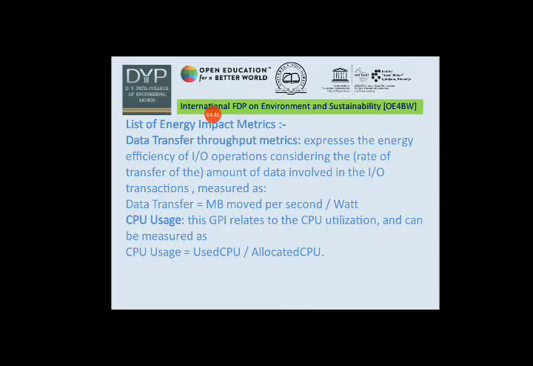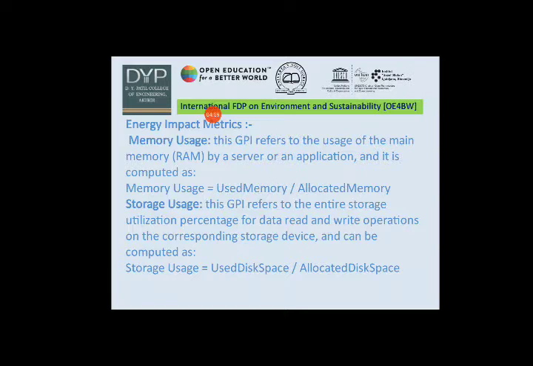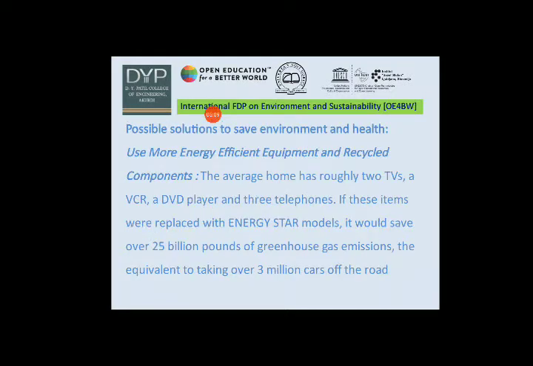These are the list of energy impact metrics where we put calculations. Some formulas are introduced, for calculating data transfer throughput metrics, meaning data transfer in MB moved per second per watt. For CPU usage we use used CPU divided by allocated CPU. In the same way, memory usage is equal to used memory divided by allocated memory. For storage usage, we use disk space used divided by allocated disk space.